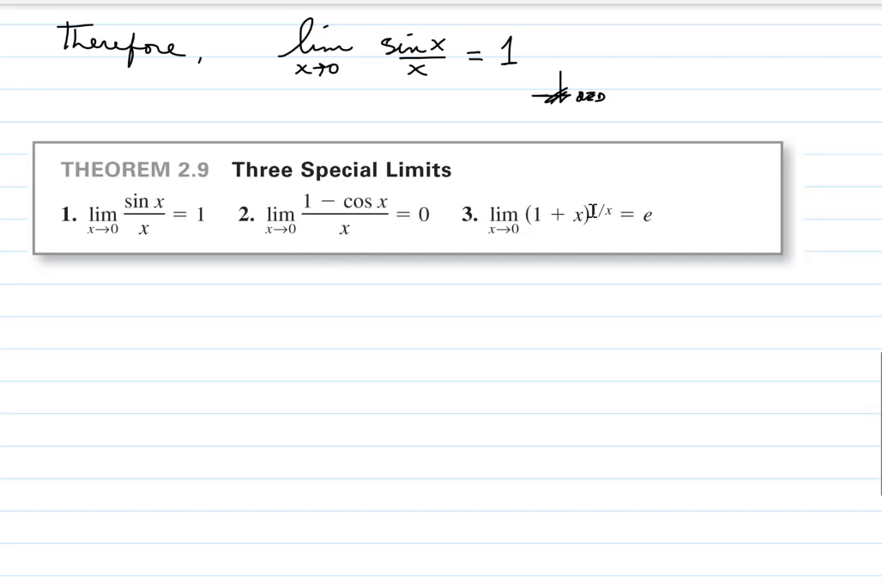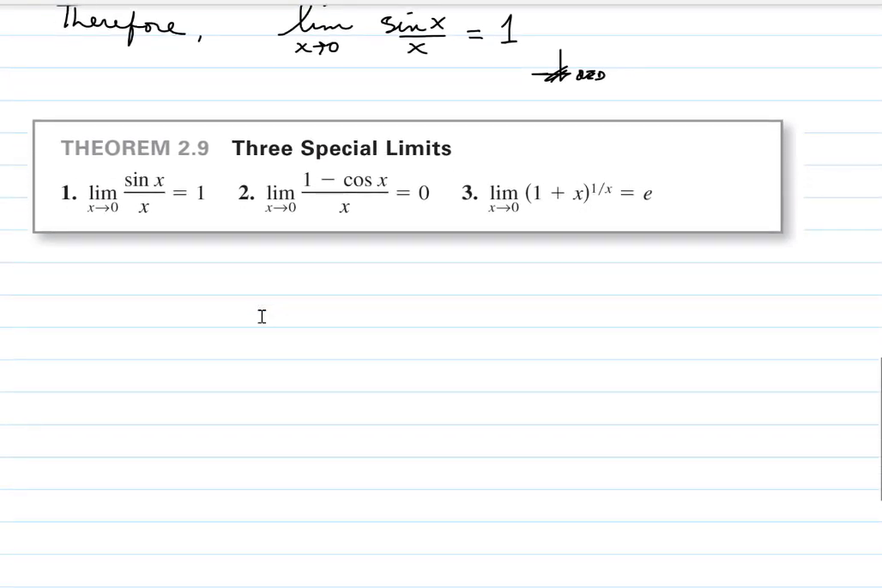Now, number 3, it's one that you just want to know. Unfortunately, we don't have the background to prove it right now or to derive it, but we will be able to do a limit like this later on. I think it's chapter 3 or 4, we'll be able to apply a different technique to be able to do this limit. But let's finish with this number 2 here.